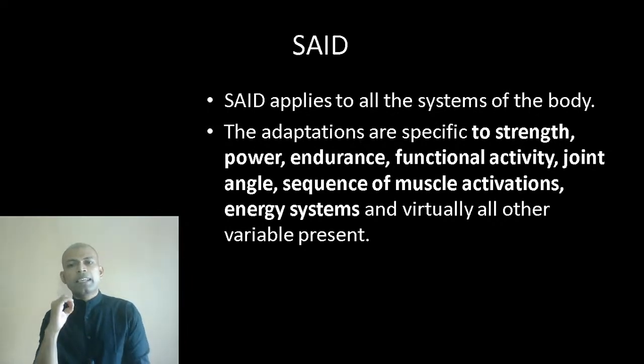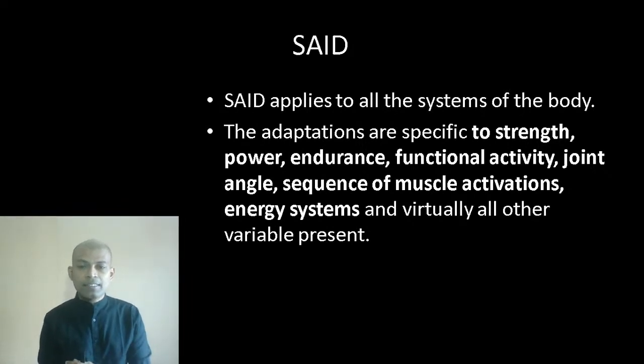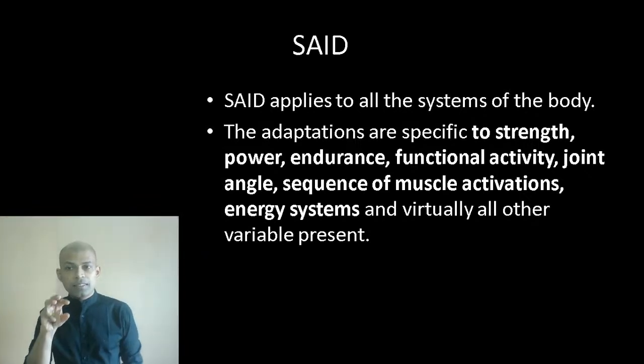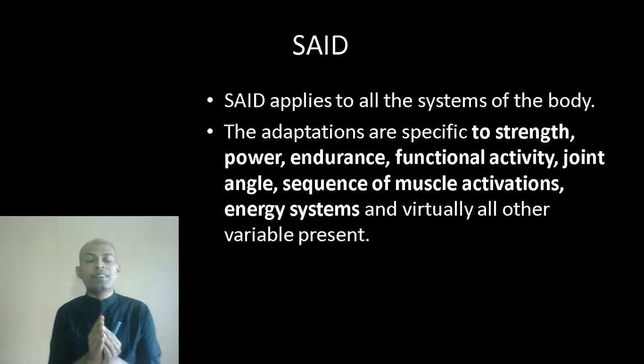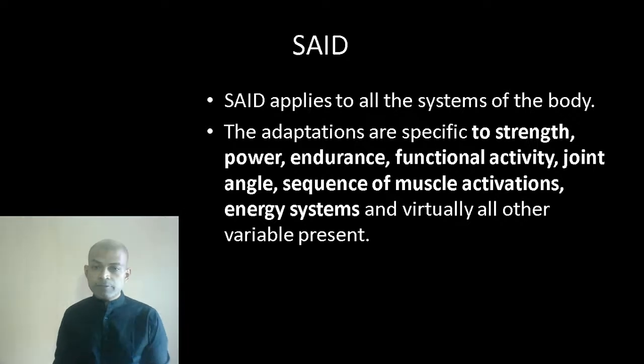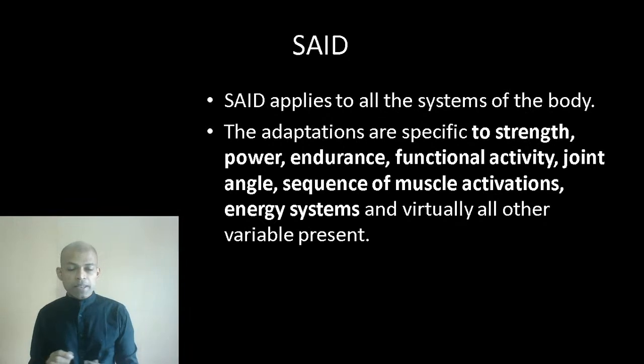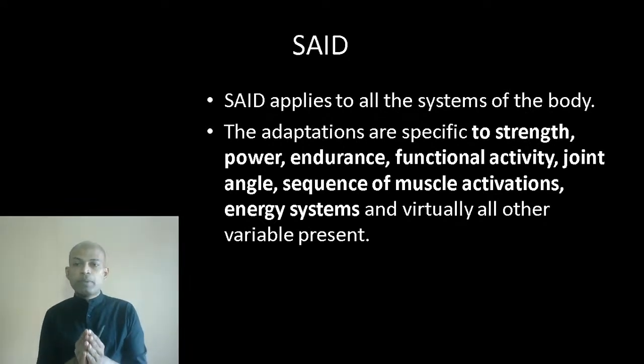In simple terms, it is specific to the T. That is, if you are doing a specific exercise which needs a very specific type of strength, your strength will increase. Imagine you are trying to lift weight with your elbow at 90 degrees. Then your strength will improve maximally when the elbow is at 90 degrees. If you are exercising for power, then power will improve. When you are exercising for endurance, your endurance will improve. So the specificity principle is applicable to virtually all the variables that are present.